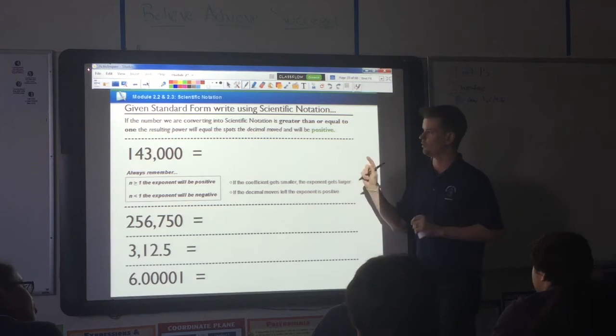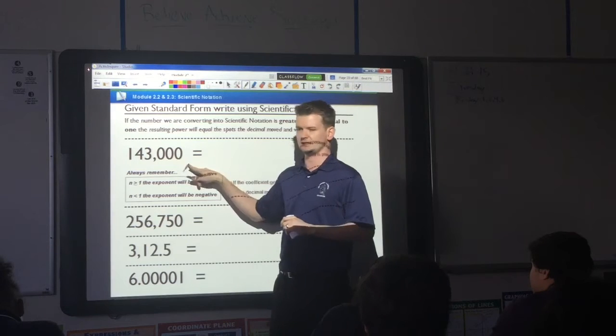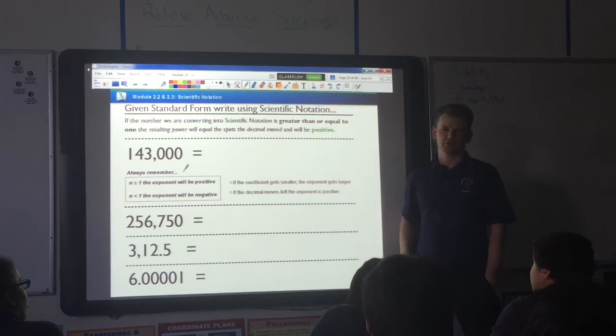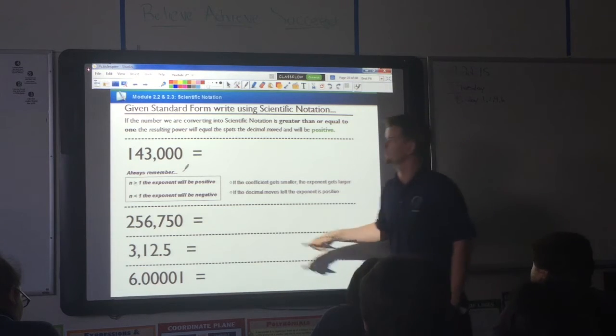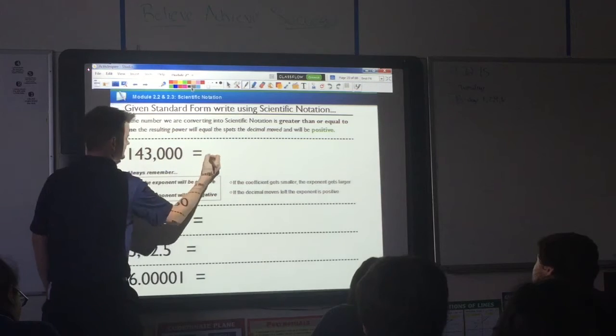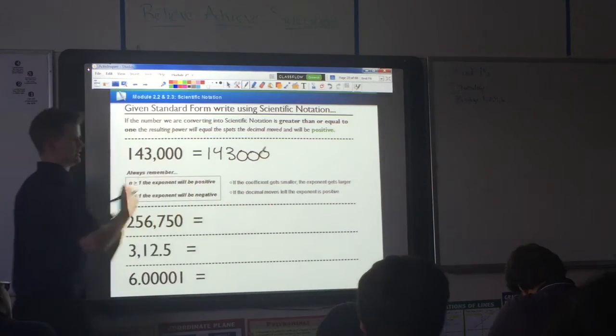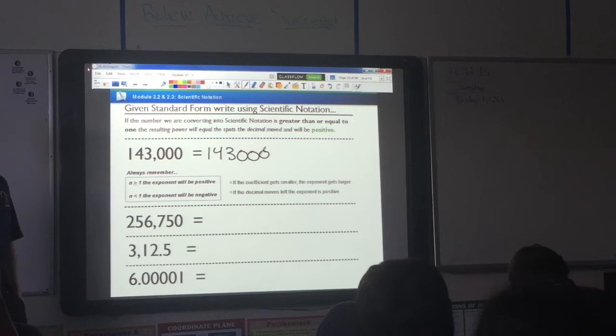That's not the point. What we're going to do with this is turn this into scientific notation. Do you see a decimal here, yes or no? No, but I do see a comma. But we don't need a comma, I need a decimal. So let's figure out where this decimal is. I'm going to write this number, 143,000. We have to see if there's a decimal there. Is there an invisible decimal there somewhere?